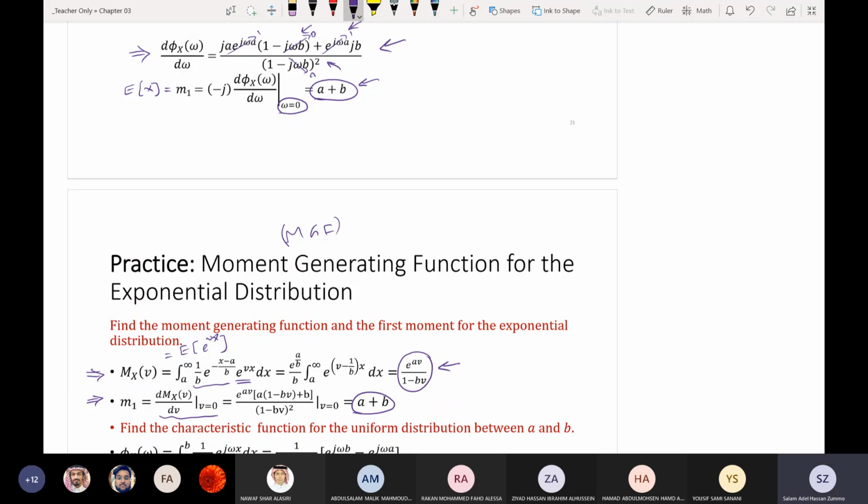Okay, let's have a practice question. If I have a uniform random variable from A to B, I want you to find the average. I want you to find the characteristic function. Come on, guys. Find the characteristic function of a uniform distribution. You have 2 minutes, and send it to me over the private chat.